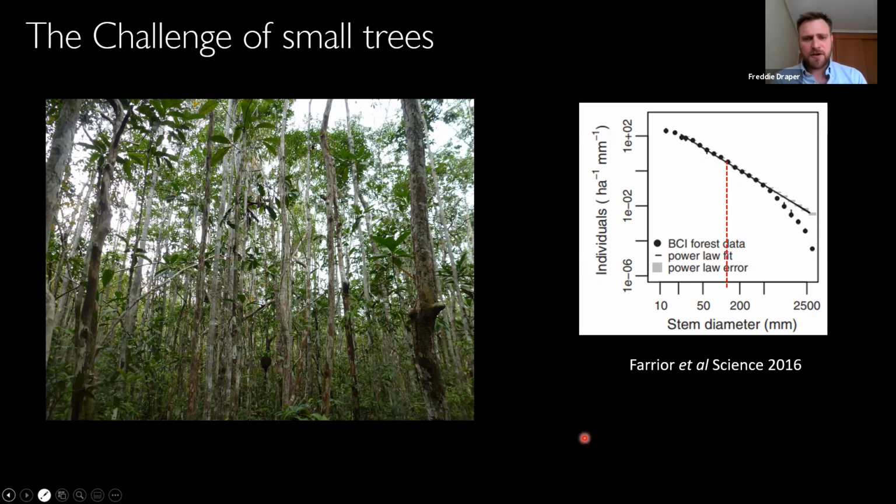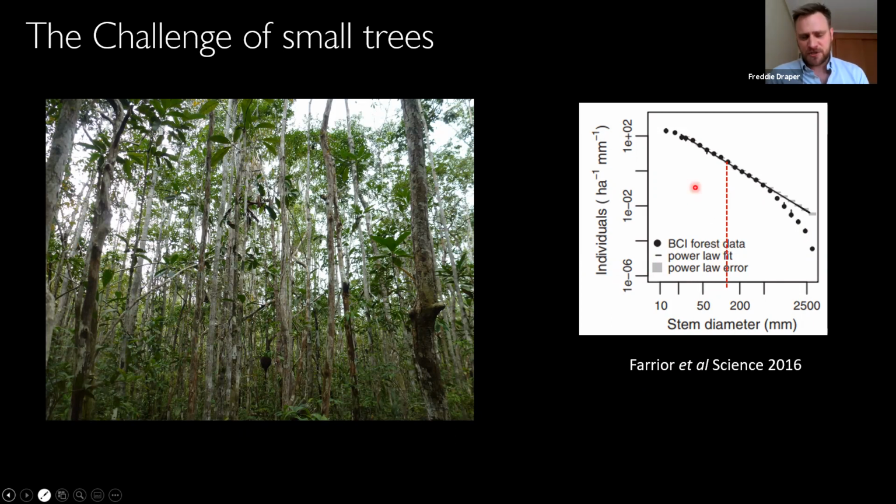And then there's this idea of not breaking things down, not having a size stratified sampling process. So in this paper from 2016 by Farrior et al., they showed that at least in BCI in Panama, there's this power law relationship between stem diameter and the number of individuals.